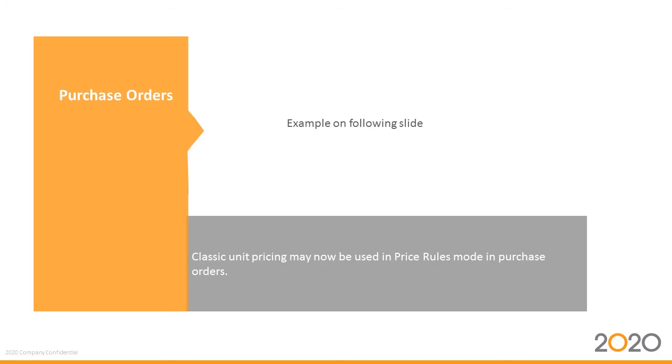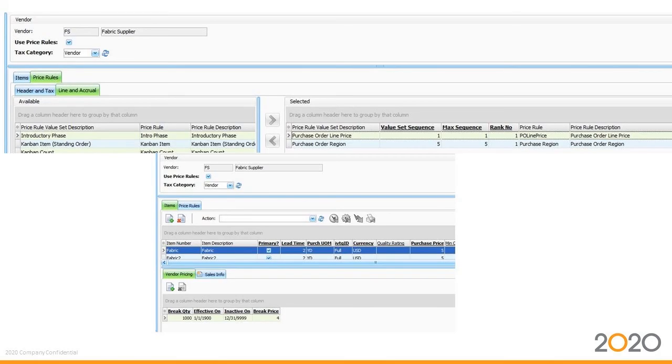We have also now added the ability to use classic pricing and price rules mode in purchase orders. So this example is showing traditional pricing versus rules-based pricing, and now you can use a mixture of both, which allows you to build more complex pricing into your system. This is assigned at the vendor level.